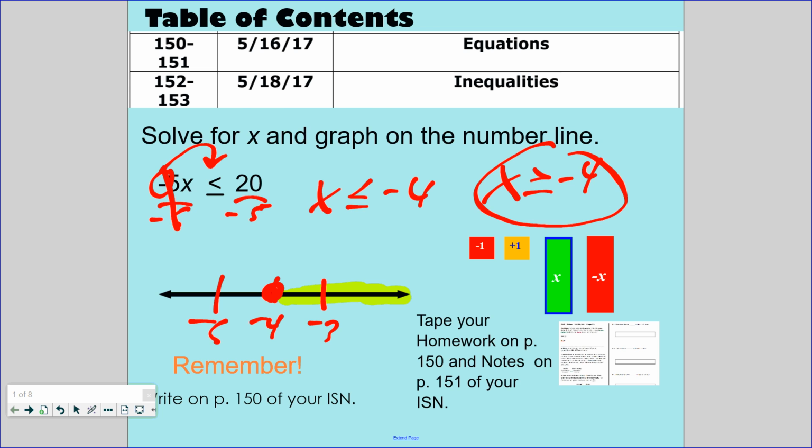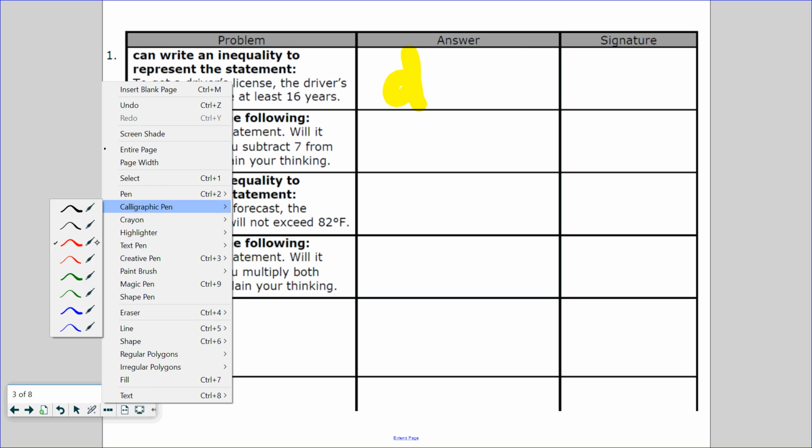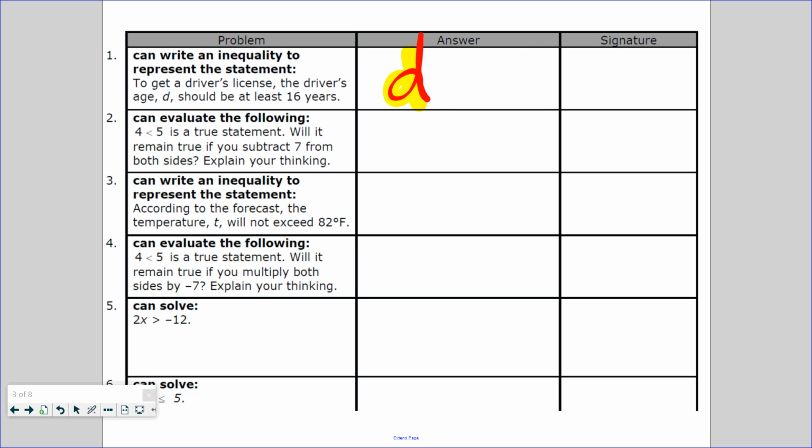So now that we kind of remember that, what you're going to be doing is walking around the classroom and finding signatures. You're going to find students who can answer each one of these questions. So let's talk about each question. Can you write an inequality to represent the statement? To get a driver license, the driver age D should be at least 16. At least. Let's think about it.